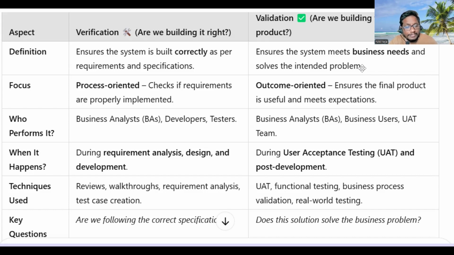Key questions for verification: are we following the correct specification? Are we following the correct technology? Are we following the correct specification and correctly implementing the product or not? What are the key questions for validation? Does the solution solve the business problem given by the client, or solve the business objective? So verification and validation are not the same. Verification is low level, validation is high level. Verification is: are we building the product in the right way? Validation is: are we building the right product so that it can solve the user's or client's problems?